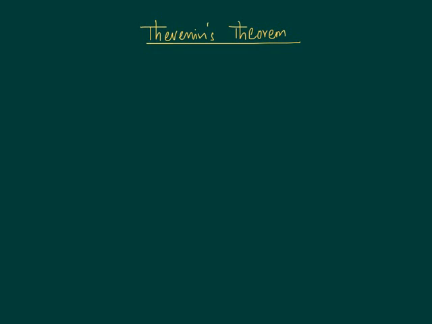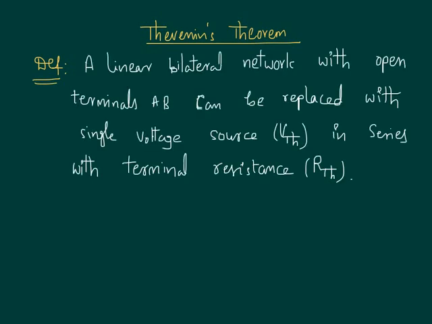Today we will discuss Thevenin's theorem. Take the definition for that. A linear bilateral network with open terminals AB can be replaced with a single voltage source VTH in series with terminal resistance RTH. Okay. And what about this VTH and RTH?